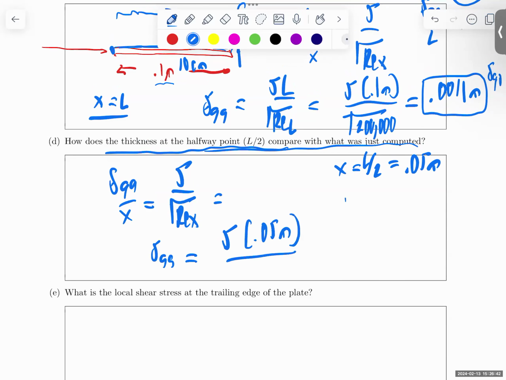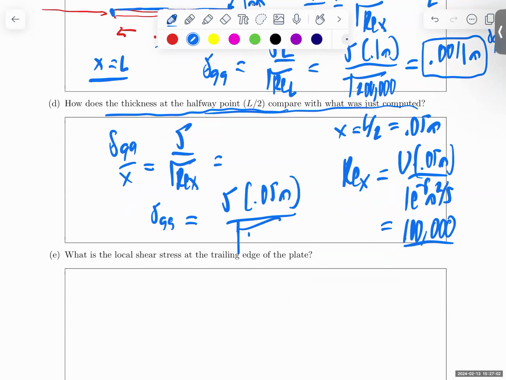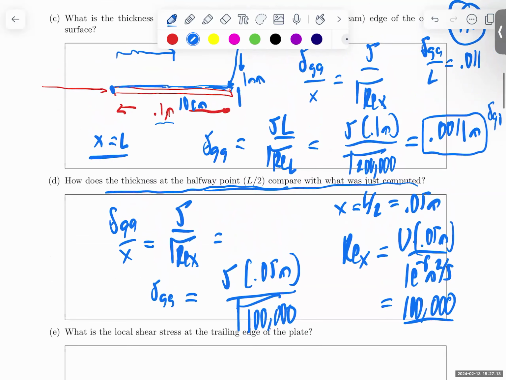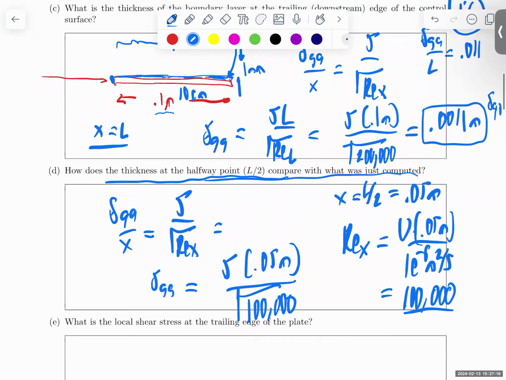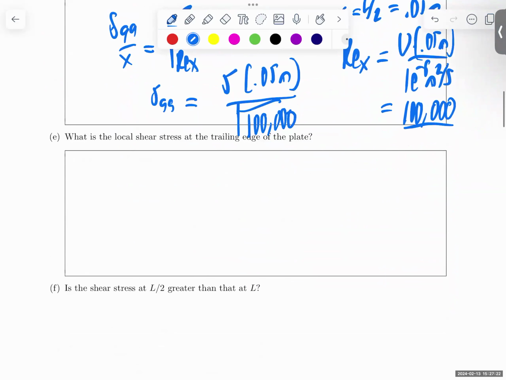And the Reynolds number there is not the same as the plate-based Reynolds number. It equals u times 0.05 meters divided by 1e to the minus 6 meters squared per second, and that'll be 100,000. The Reynolds number halfway back is 100,000 because at the trailing edge, it's 200,000. And this is square root of 100,000. And we'll get a different value, which I didn't actually compute here, but it's going to be thinner, but not half as thin as the trailing edge one, because it isn't increasing linearly. It is going as a square root. So the functional form means it's not a simple calculation.